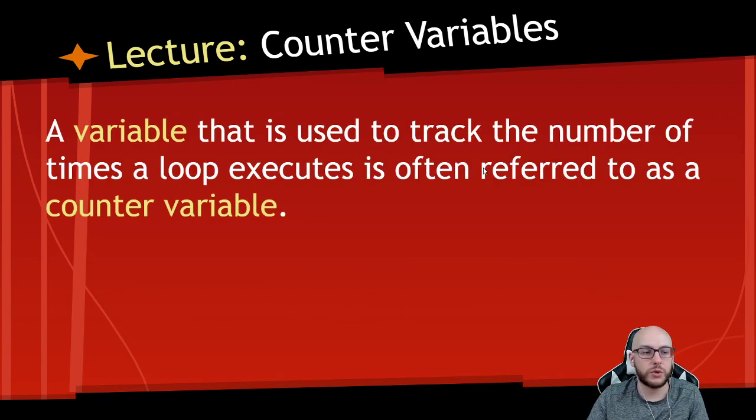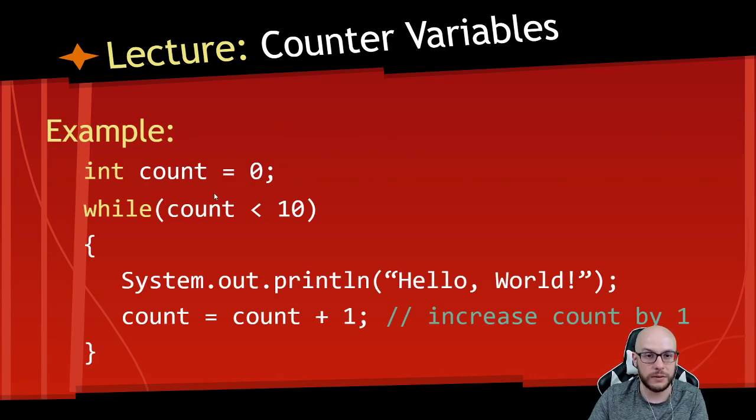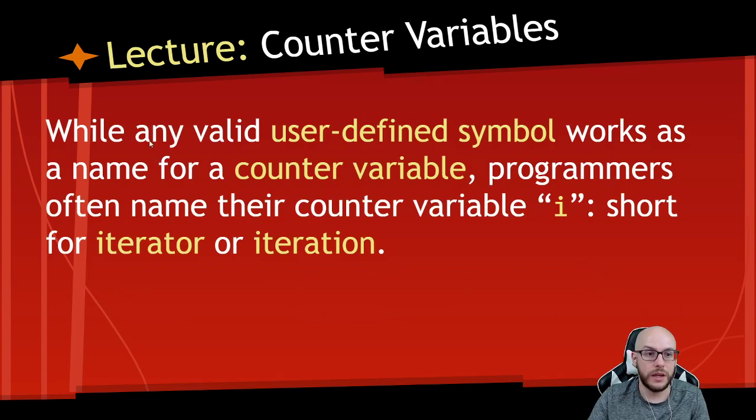A variable that is used to track the number of times a loop executes is often referred to as a counter variable. So I'm just going to give this a semi-formal name. Right, count is a counter variable. X, we ultimately used it like it's a counter variable. Number was a counter variable in sum 100. While any valid user-defined symbol works as a name for a counter variable, programmers often name their counter variable i, short for iterator or iteration, something like that. Later on, we're going to see it used as like index, and that also works there.